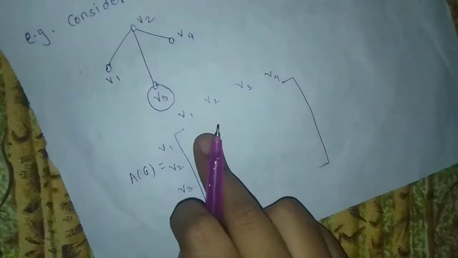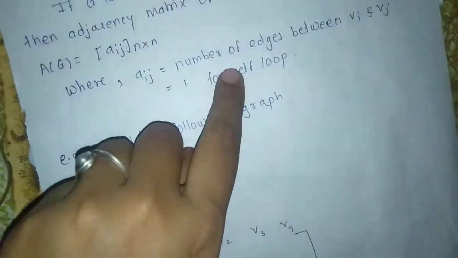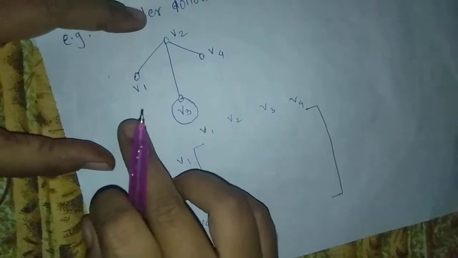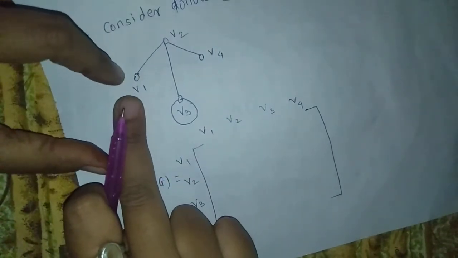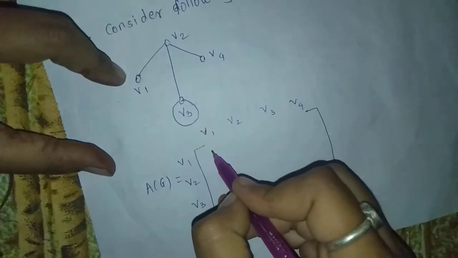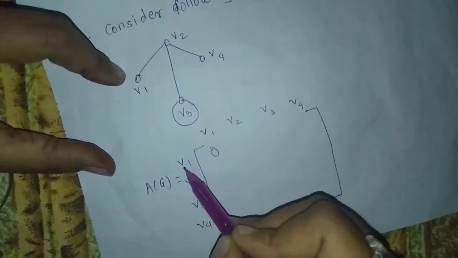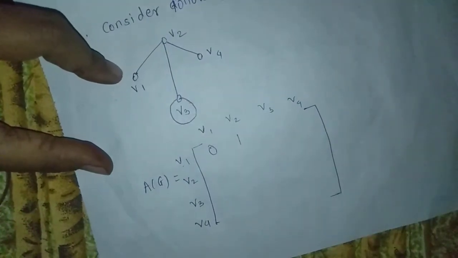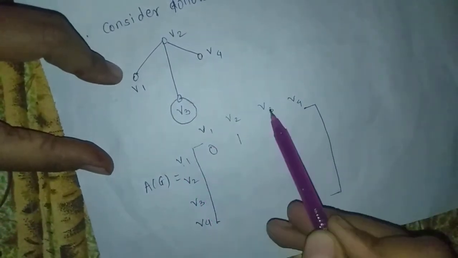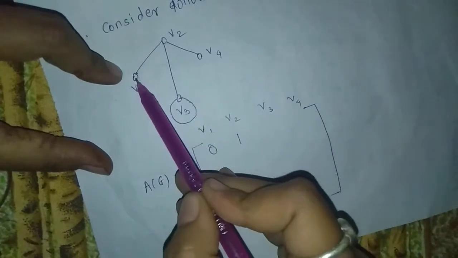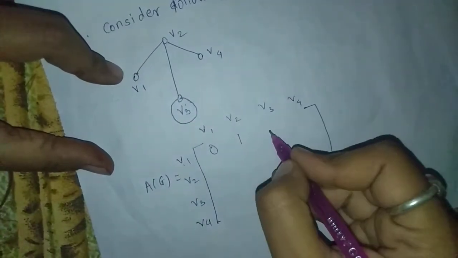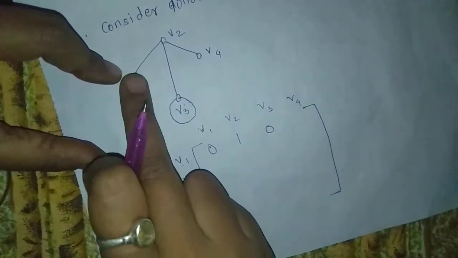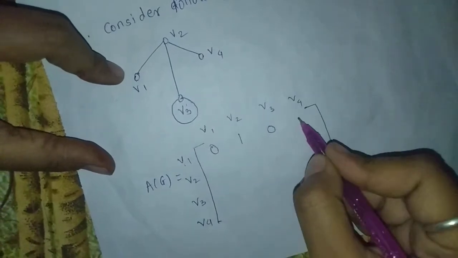Now the first entry is A11. A11 means the number of edges between V1 and V1. Here the number of edges between V1 and V1 is 0. Number of edges between V1, V2, there is only one edge, so put here 1. Number of edges between V1 and V3, there is no edge, so write here 0. Number of edges between V1 and V4, no edge, so write 0.